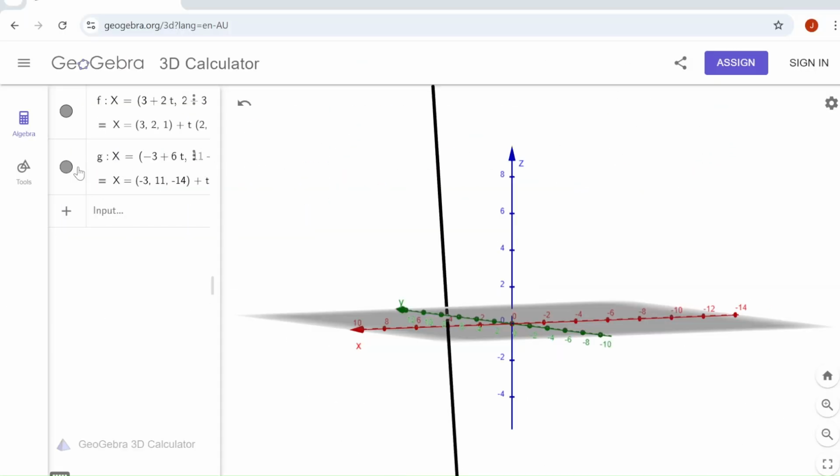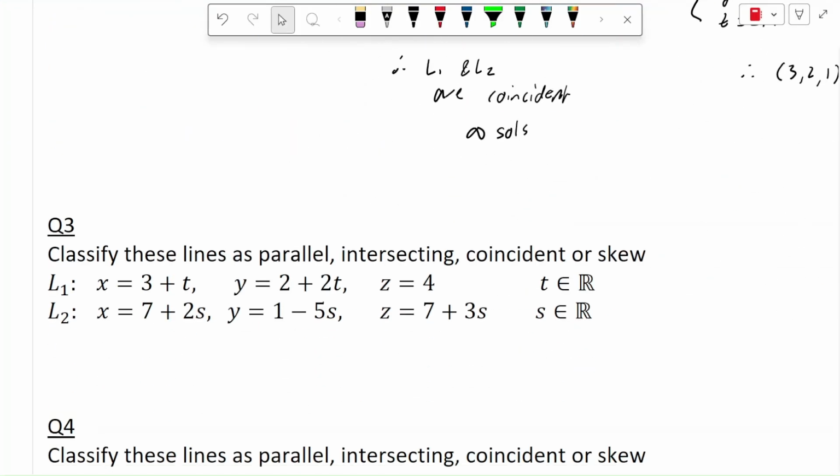If we graph these on GeoGebra, they're the same line. So I can turn F on and you can see it's that line there. I can turn G on and it's the same line. So they're sitting right on top of each other, infinitely many solutions.